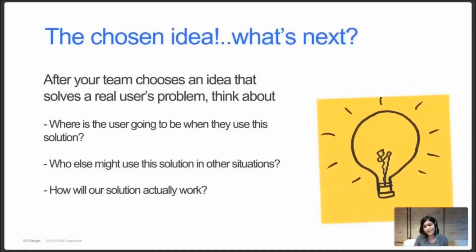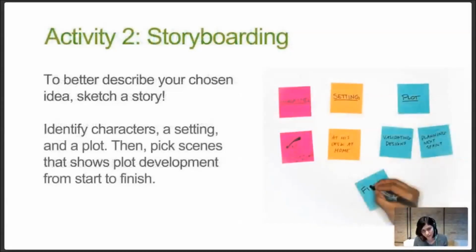So now that you have your idea, you want to start detailing it out. So that's activity number 2, and it's called storyboarding. You might have already seen it somewhere, but essentially it's a good way to describe your chosen idea a little bit better. And how you do that is by telling a story. So what you do is identify the characters, like in a movie or in a series. Identify the people, the setting, like are they at home or school or outdoors, and then a plot, like what happens, what's going on, what are they doing. This is how you evolve your idea and add more details to it.